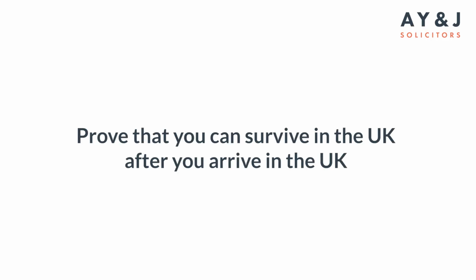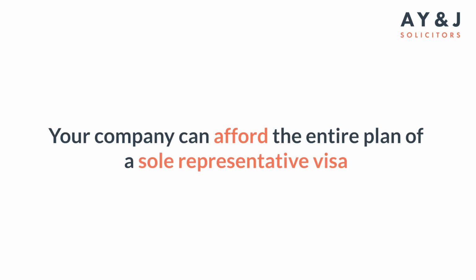So there are 2 types of funds we need. Number 1 is to prove that you can survive in the UK after your arrival. And number 2 is, from the company's point of view, that your company can afford the entire plan of the sole rep visa. There are 2 elements of financial and maintenance demonstration. One is personal maintenance. Number 2 is your entire sole rep visa plan from the company's point of view. Hope that makes sense. So in this number 2 category, we are talking about maintenance and accommodation, and that is your maintenance and your accommodation.